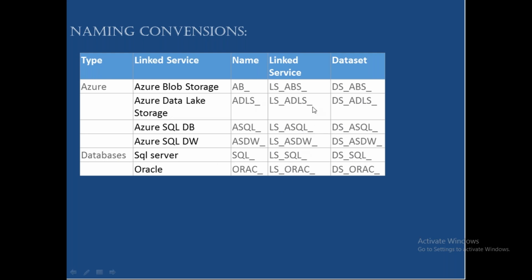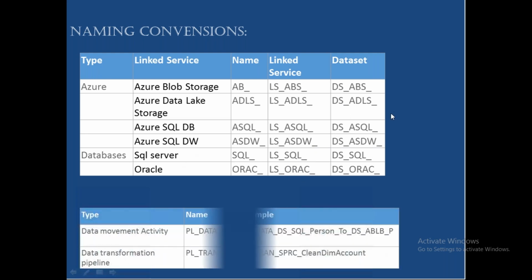For all these Azure resources, we have Azure Blob Storage, Azure Data Lake Storage, Azure SQL, which is Azure SQL Data Warehouse. And this is normal SQL, on-premise SQL. This is normal on-premise Oracle. That's why SQL, Oracle, something like that. We need to give the names for our linked services and data sets.